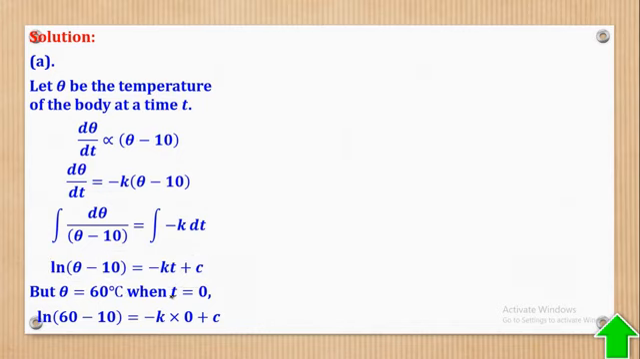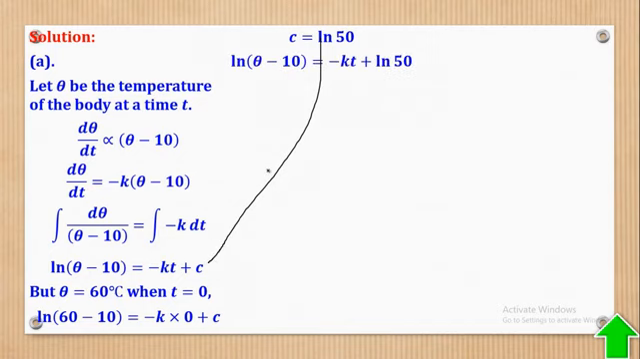When we get these constants, we shall be able to get the particular solution. So we are going to substitute for t equal to 0 and theta equal to 60 to come up with the value of c as ln 50. Then we shall substitute that c here to come up with that equation. So we have got c, but we have not yet got k.